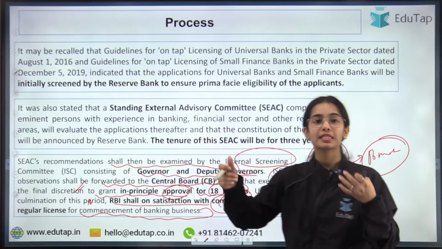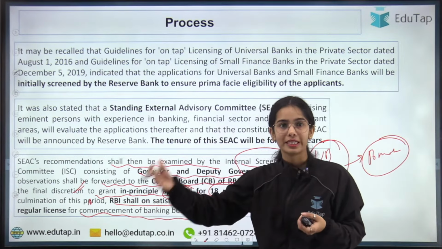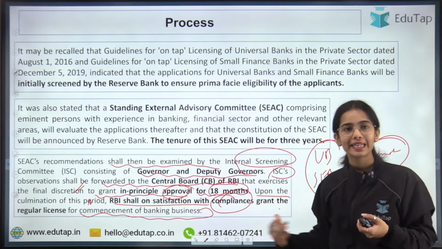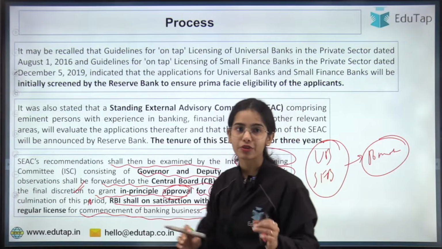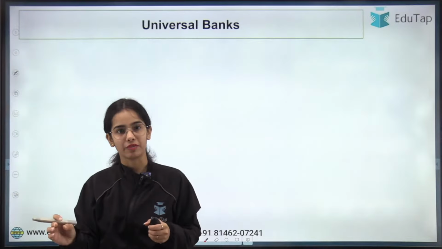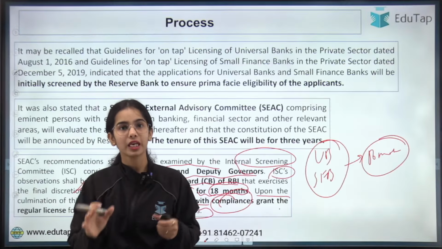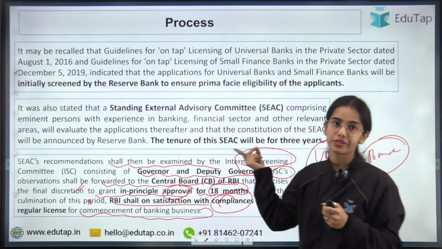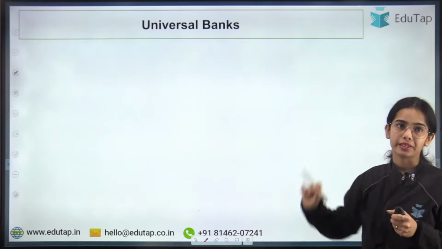After these 18 months have finished, it will be seen whether the compliances were followed or not, and if the RBI finds it satisfactory, only then will the regular license be given. So this was the idea. And the tenure of SEAC will be for 3 years. This is the whole idea.